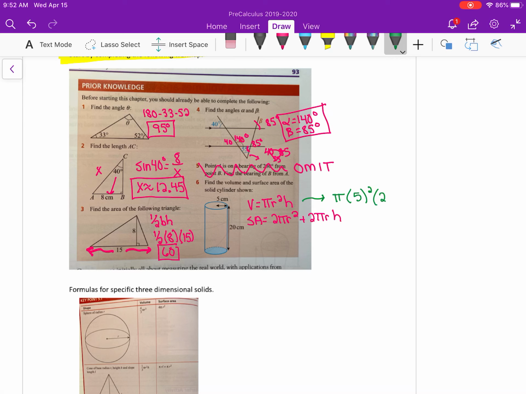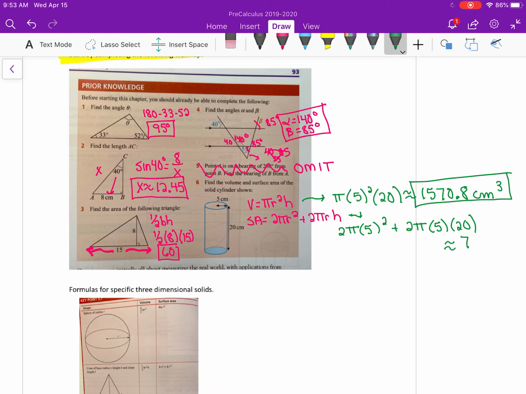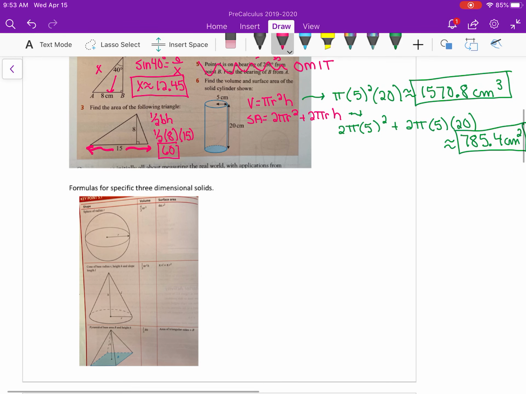Pi times 5 squared times 20. You get about 1570.8 centimeters cubed. And plugging into this formula for surface area, you get 2 pi times 5 squared plus 2 pi times 5 times 20. Which ends up being about 785.4 centimeters squared. So hopefully you were able to do that warm up okay, and that will help you moving on into what we're going to look at today.